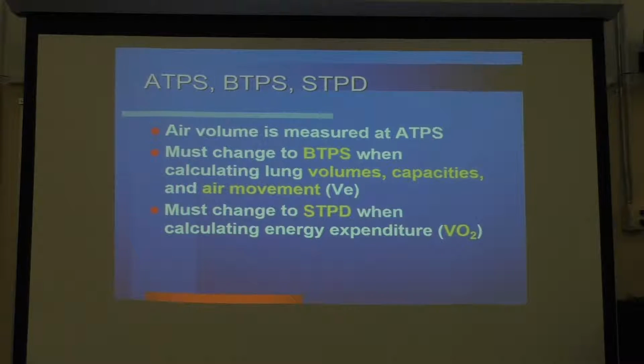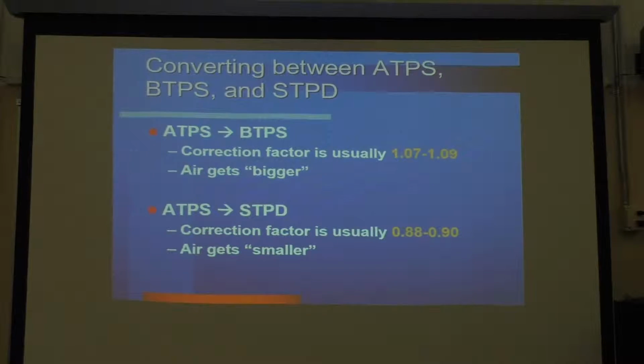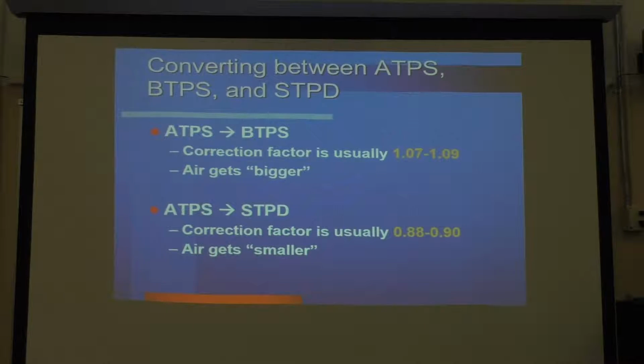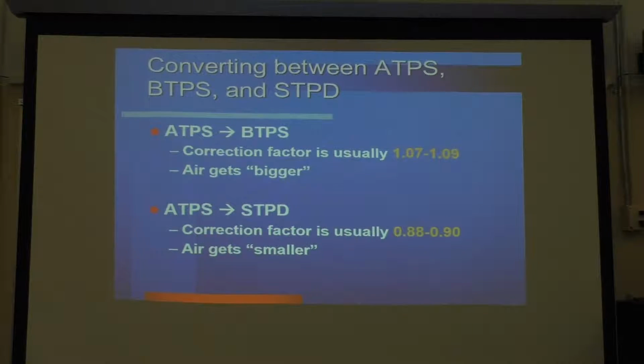But first of all, we've got to realize that all volumes of gas are measured via ATPS, because a spirometer, an instrument, would be in a lab outside of our body. But it should make sense to you that as we go from BTPS to ATPS, so as a volume of gas is moving from our lungs to outside of our body, that volume is going to be smaller. But obviously if we're calculating oxygen consumption or any other clinical variable, we want to know what that volume is in BTPS.